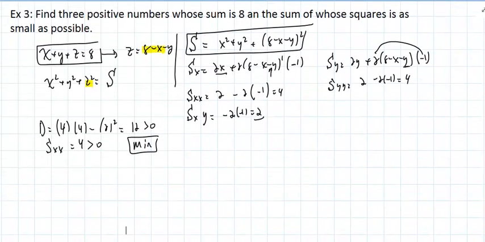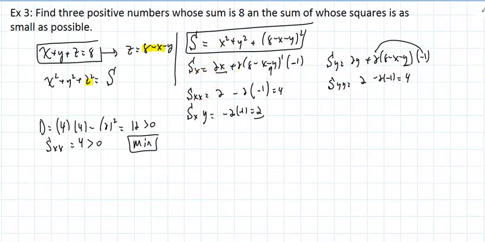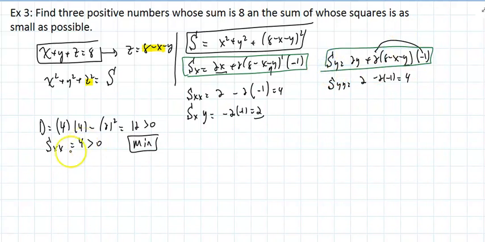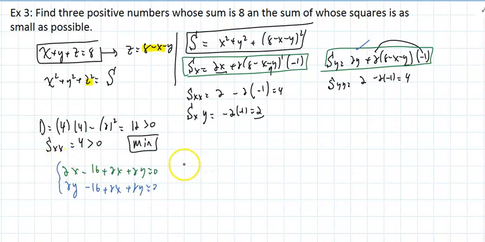Well, that's the bulk of the problem. That is, where does that happen? Set s sub x and s sub y equal to 0. And that's how we're going to do this. We're going to say we have 2x minus 16 plus 2x plus 2y equals 0. That's the first equation. The second equation, we're going to get 2y minus 16 plus 2x plus 2y equals 0. This is a system of equations.